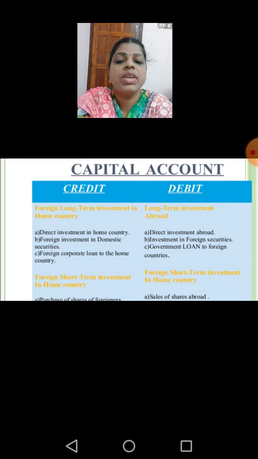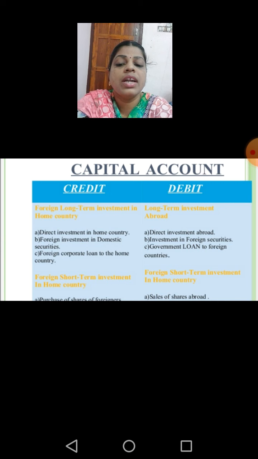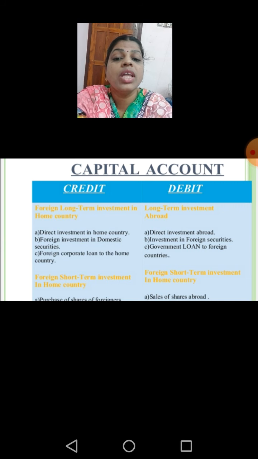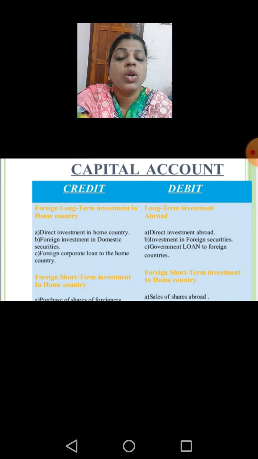So here we can see the credit as well as the debit items. Here in the credit item, what all is added to the credit? Direct investments in the home country, foreign corporate loans to the home country, foreign investments in the domestic securities. So all the investments made by the foreigners in our country in various financial assets, securities as well as corporate loans, isn't it? All the investments made in our country will be in the credit item.